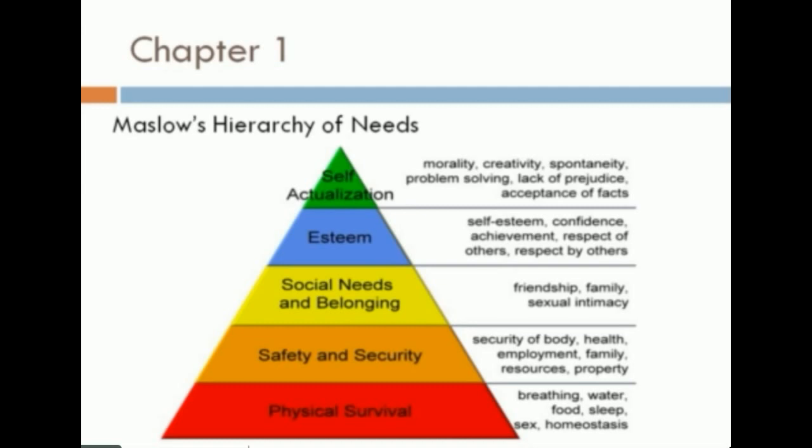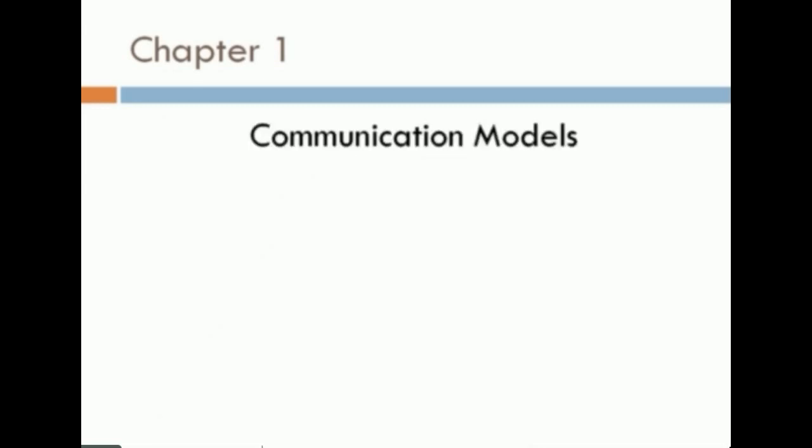And then all the way at the top is self-actualization, which is like your full potential. Those are the highest types of needs. So something like charity work or developing talents, things like that, is going to be in the self-actualization category. Then we move on to the communication models.